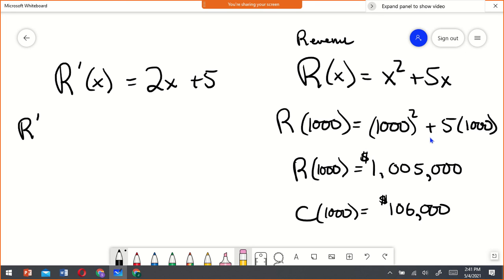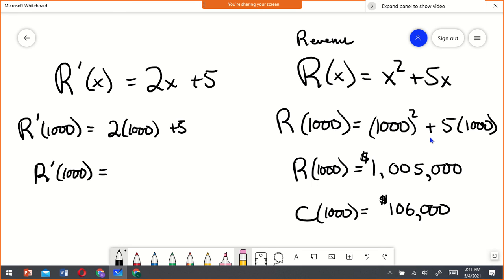So my marginal revenue, R prime of 1,000, is going to be 2 times 1,000 plus 5, which tells me my marginal revenue for selling 1,000 tons of steel is $2,005 per ton. So that $2,005 per ton means that the revenue I'm gaining from selling just one more ton after that 1,000, for selling 1,001 tons of steel, is going to increase my revenue $2,005. It doesn't necessarily speak volumes for selling more than 1,001 though. So it's very specific to that exact point, just increasing production by 1 ton.